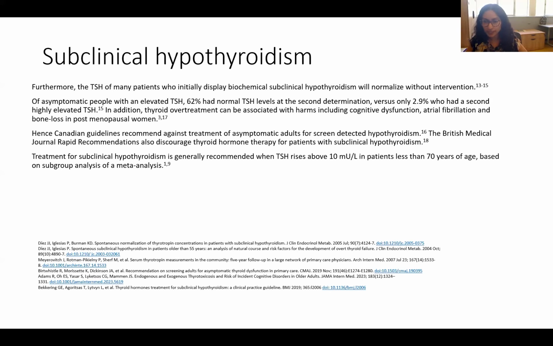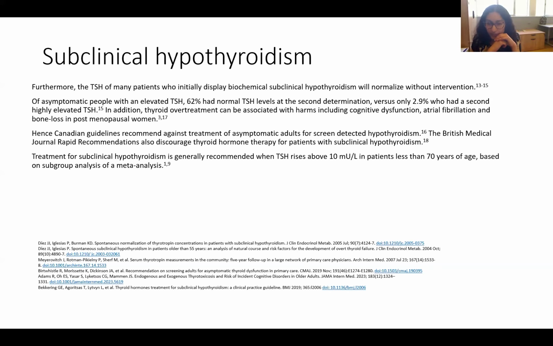So it's one of those things that you have to really think about in the context of the patient and the risks that they have. But Canadian guidelines and the British Medical Journal guidelines also sort of discourage thyroid hormone therapy for patients with subclinical hypothyroidism. And the only group where we think about potentially treating is when they have a TSH that's greater than 10, and they're younger.